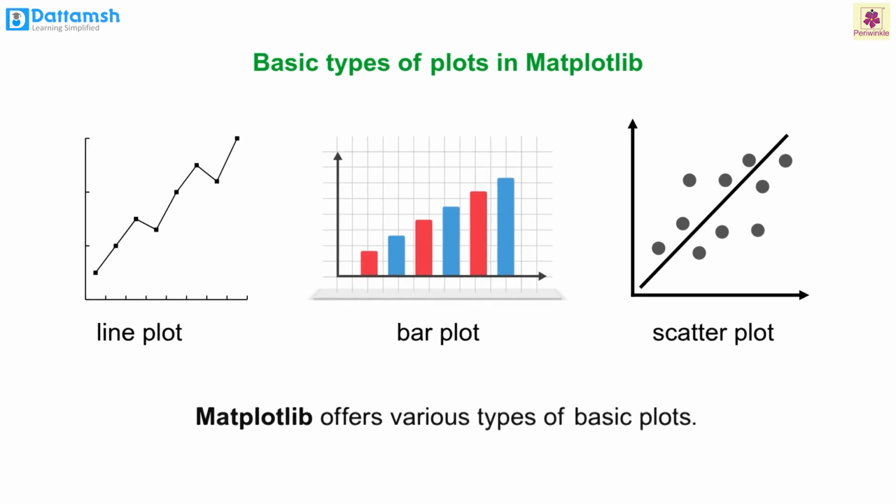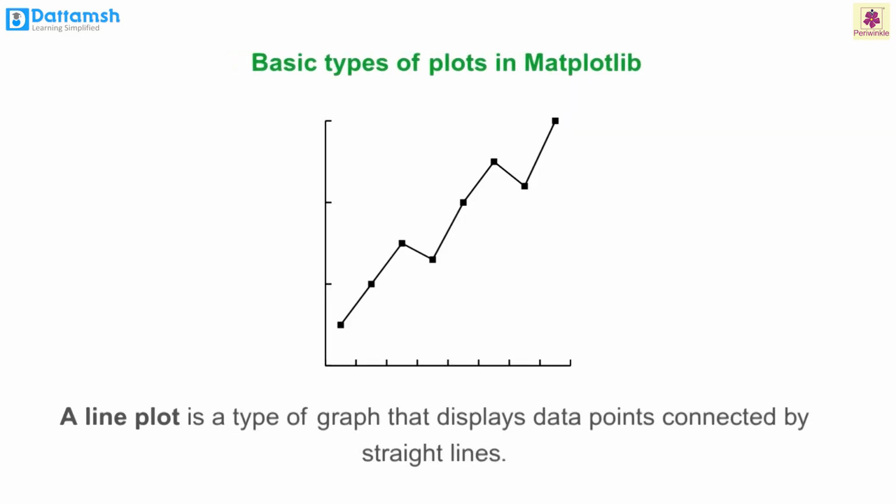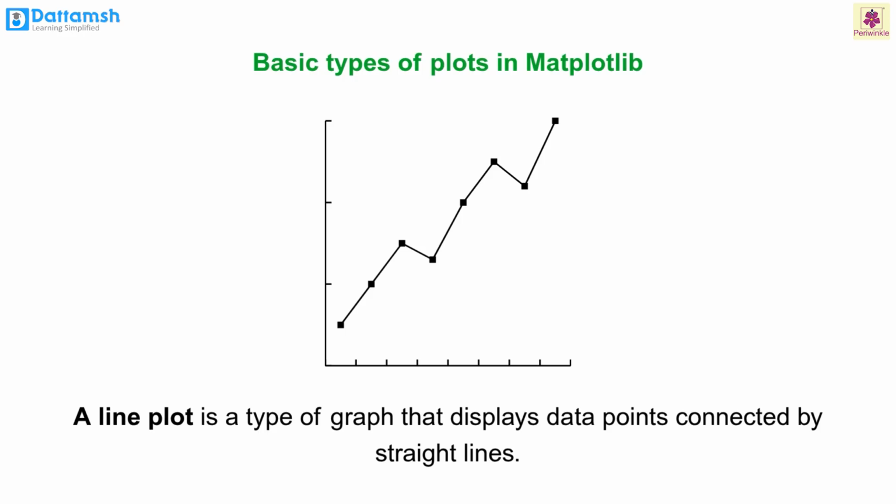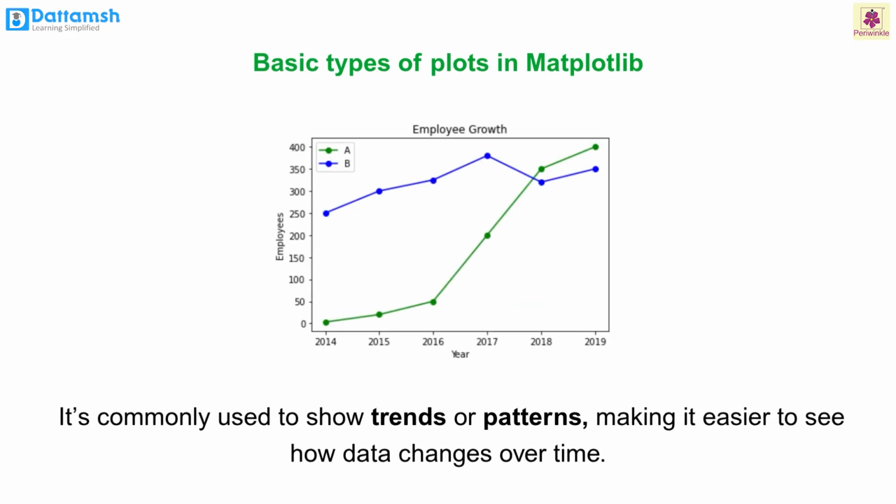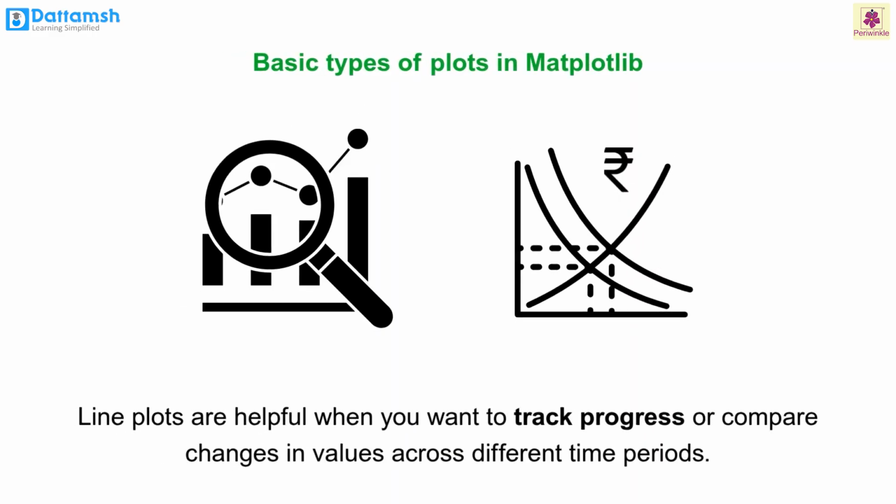Basic types of plots in Matplotlib. Matplotlib offers various types of basic plots, and three common ones are line plot, bar plot, and scatter plot. Here's a brief introduction to each. A line plot is a type of graph that displays data points connected by straight lines. It's commonly used to show trends or patterns, making it easier to see how data changes over time. Line plots are helpful when you want to track progress or compare changes in values across different time periods.